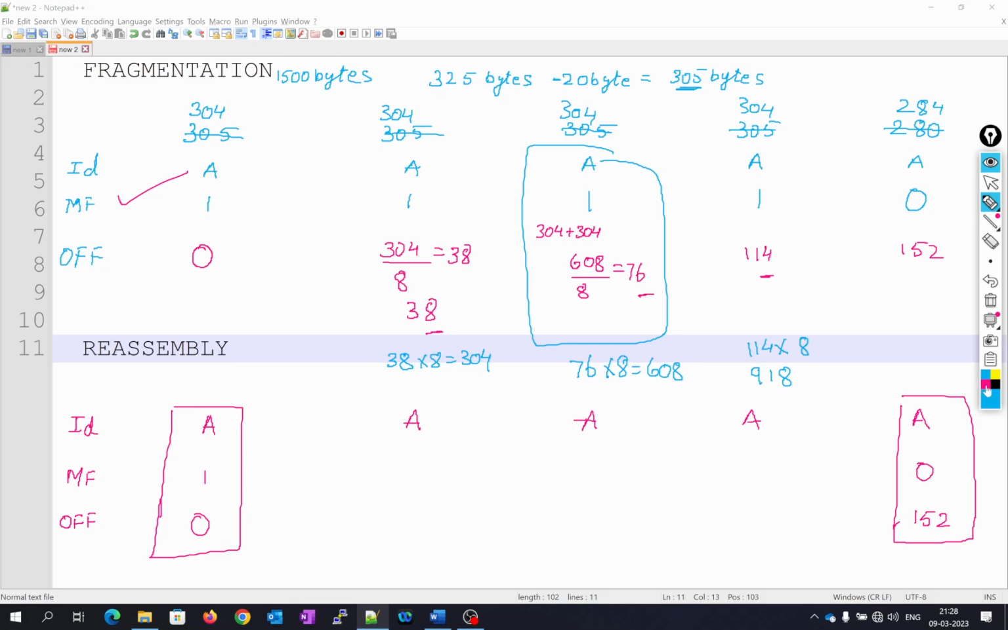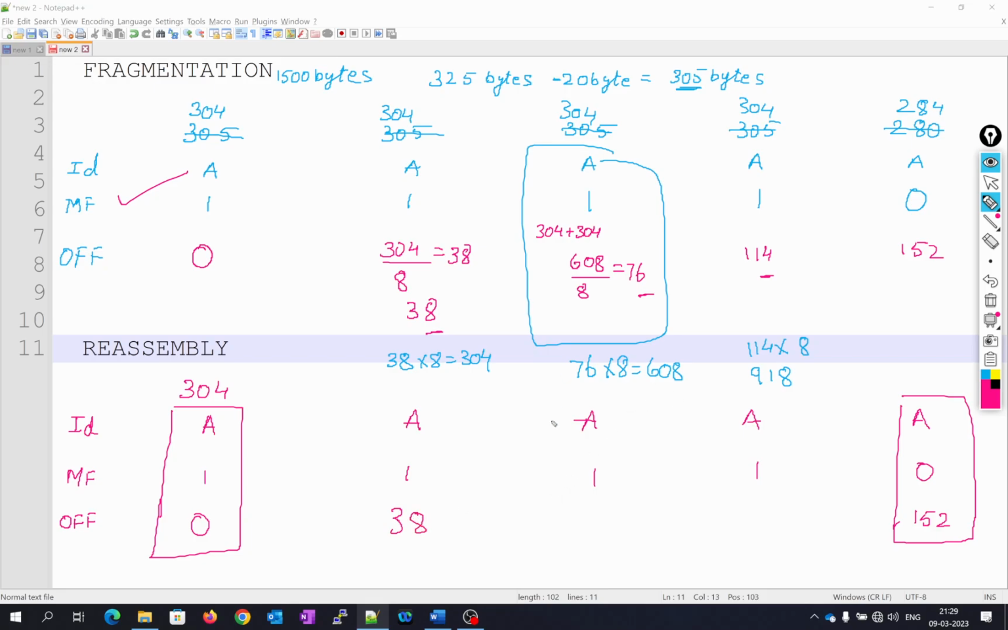So we already have a more fragment bit of 1 here, right? Now, using the offset value, as I was saying, the offset value denotes how many bytes I have in front of me. As it already knows that the first fragment's size is 304, it tries to find an offset value whose number is 304. Since the second fragment has 304 bytes ahead of it, it places the offset value here, 38.